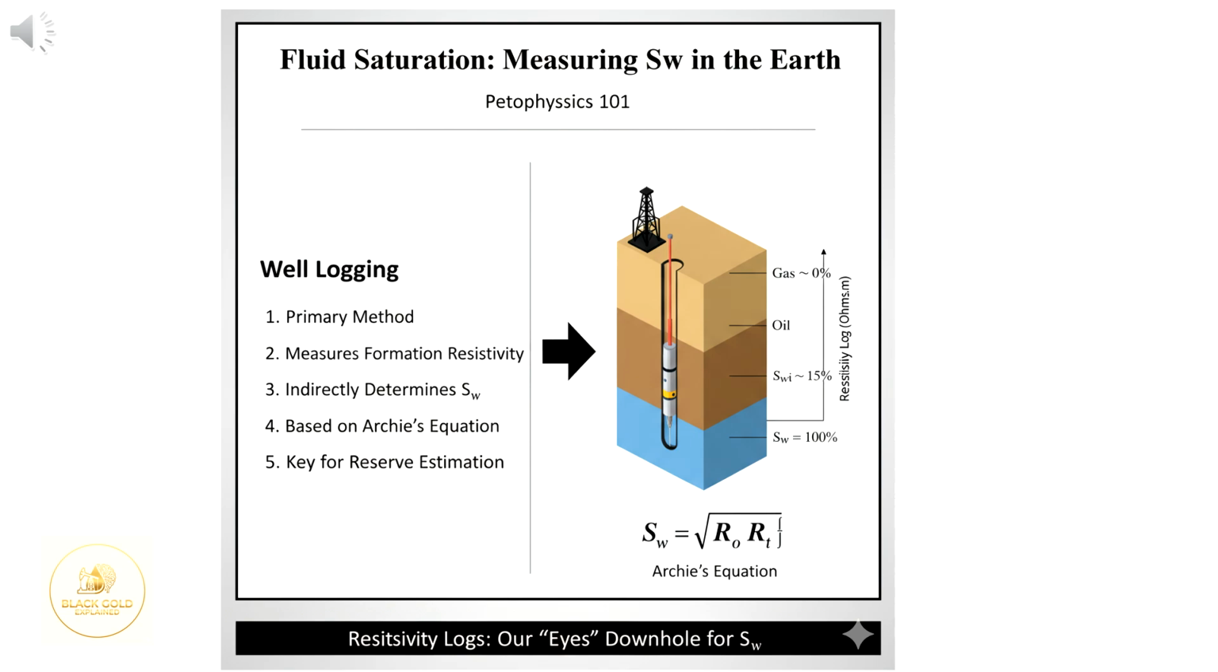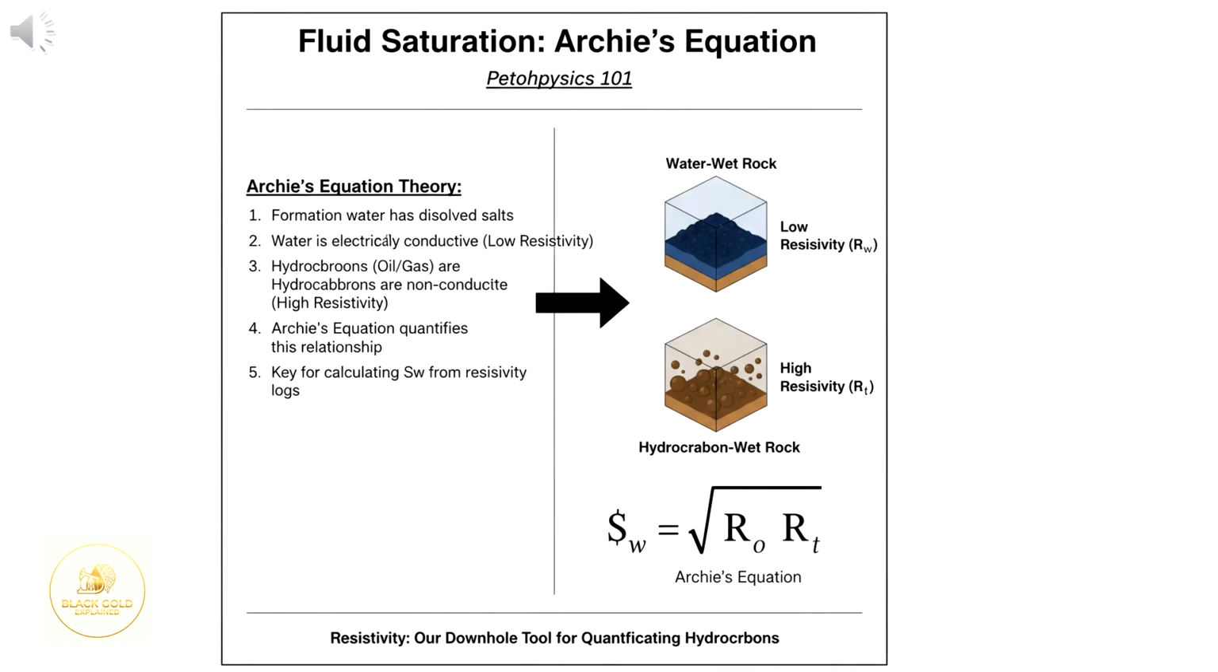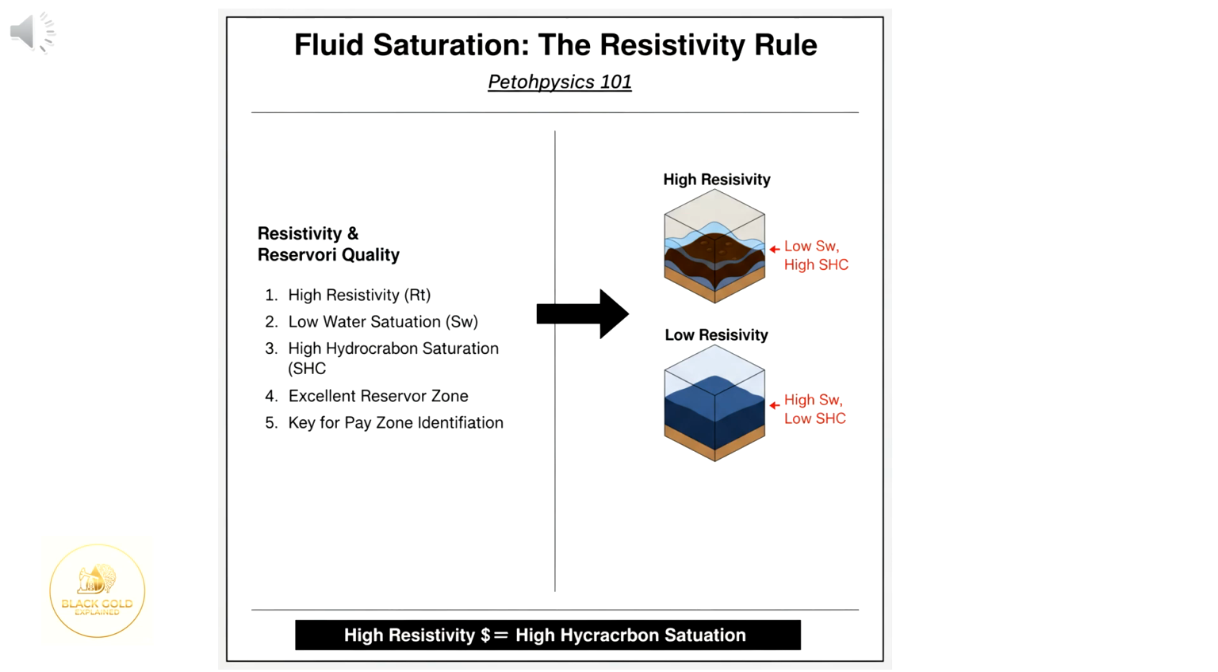How do we find S sub W in the Earth? Since SW determines SHC, accurately measuring SW is paramount. The primary method is well logging, specifically using resistivity logs. Formation water contains dissolved salts, making it electrically conductive and low resistivity. Hydrocarbons are non-conductive and have high resistivity. Archie's equation links the measured formation resistivity, RTD, to the water saturation. In short, high resistivity equals low saturation of water equals high saturation of hydrocarbons equals good reservoir.